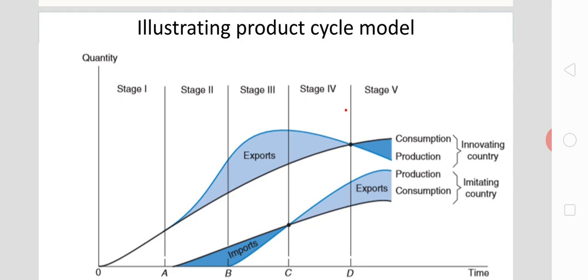And in the third stage, the production level of the innovating commodity in the innovating country has further increased, and their export to the imitating country has again increased. But in the later stage, the export level of the innovating country starts declining. That means from the next stage, the import level of the imitating country also comes down with the fall in export of the innovating country.